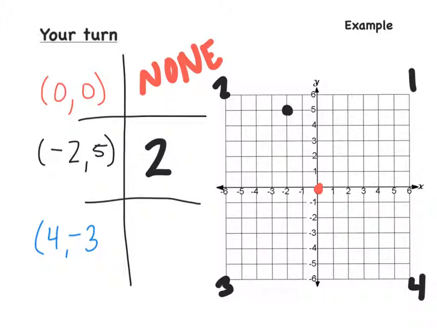Now if we have 4, -3, we can start at the origin. Always start at the origin when you're plotting points, and you go over to the right 4, and then you go down -3. We'll make our point right here. Now that we've made our point, we have to figure out which quadrant it's in. Since it's down in this box, we are in quadrant 4.